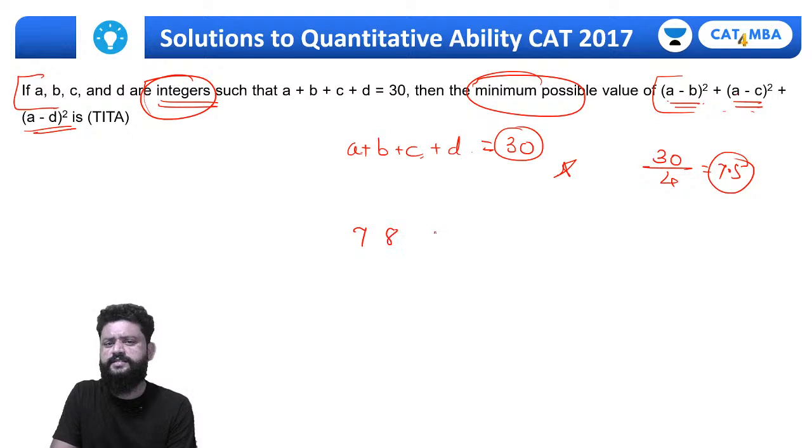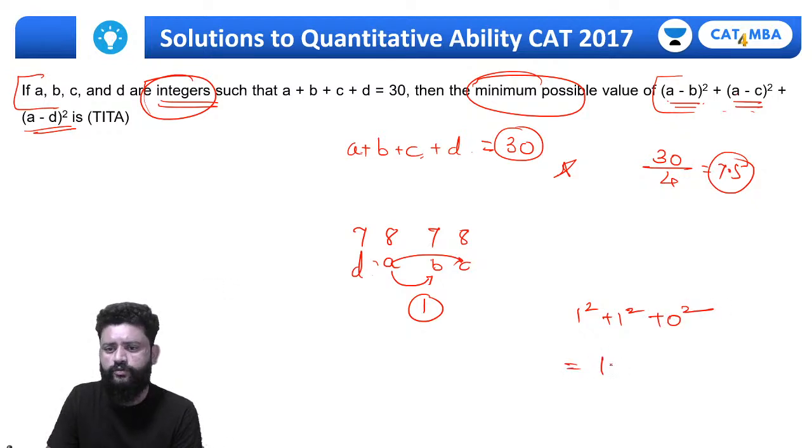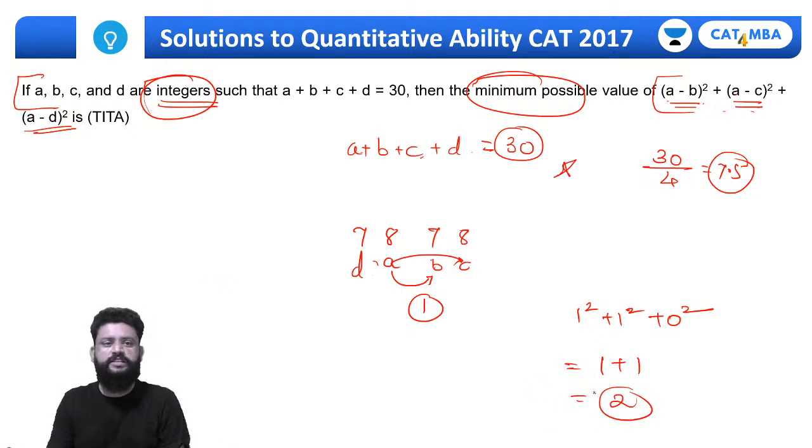तो 7 8 15 हो रहा है, तो और एक बार 7 8 लेते हैं, 15 15. नाउ कैन वी ट्राई फॉर दिस. अगर मैं ये लेता हूँ a एंड देन b c d, तो a माइनस b ये डिफरेंस हो गया 1, a माइनस c दिस डिफरेंस इज 1. तो 1 स्क्वायर प्लस 1 स्क्वायर प्लस 0 स्क्वायर, दैट जस्ट कम्स आउट टू बी 1 प्लस 1, 2. इससे कम तो होने का कोई चांस नहीं है गाइस.